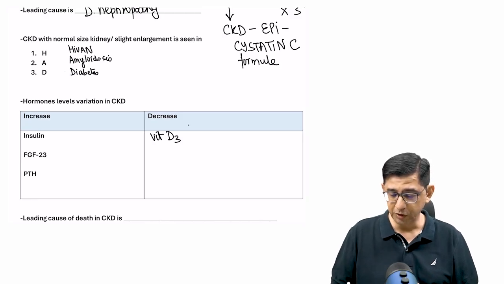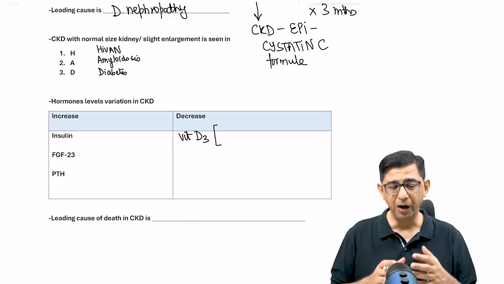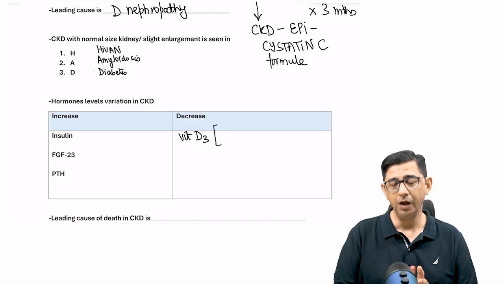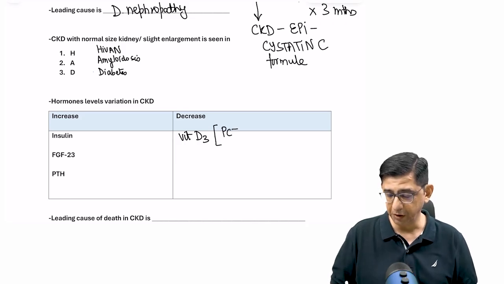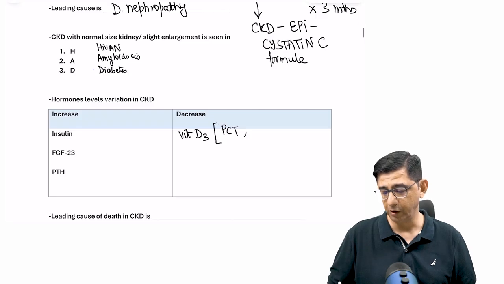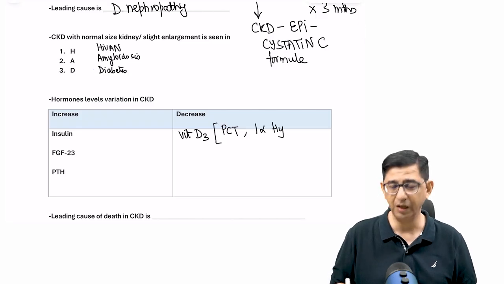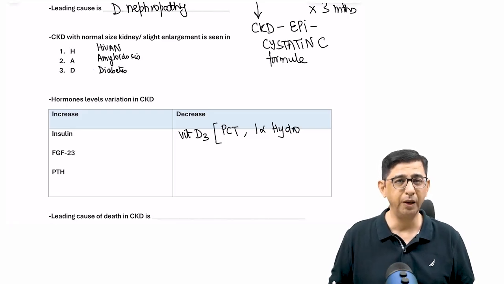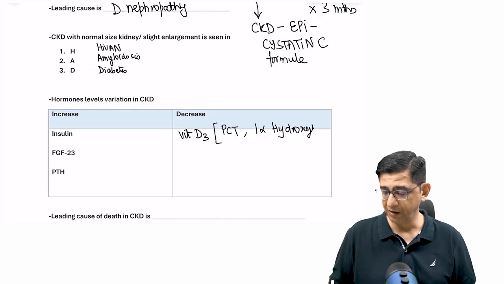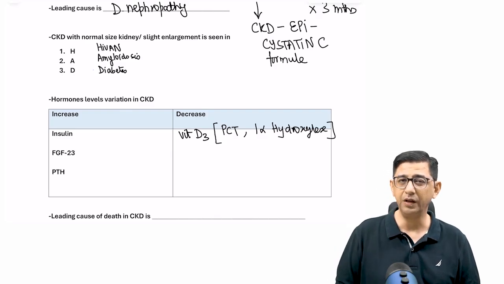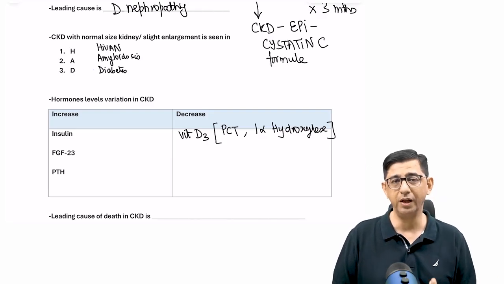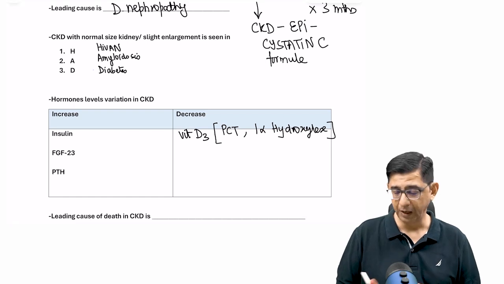Can you tell me which part of the kidney tubule is responsible for synthesis of vitamin D3? Your answer will be proximal convoluted tubule. The proximal convoluted tubule has an enzyme called 1-alpha hydroxylase, which is responsible for formation of the active form of vitamin D, that is 1,25-dihydroxycholecalciferol. If a CKD patient comes to us, vitamin D3 is less, and that will cause hypocalcemia with hyperphosphatemia.